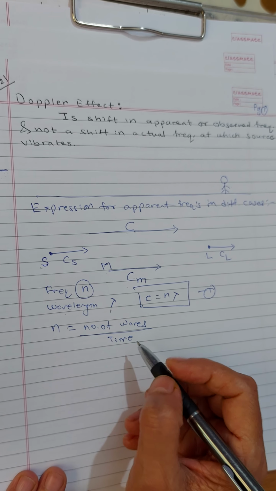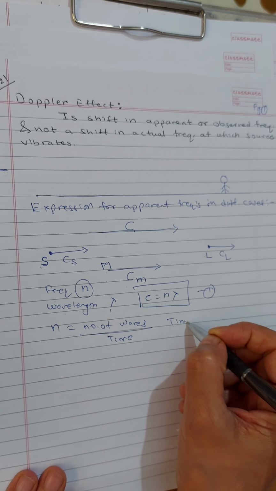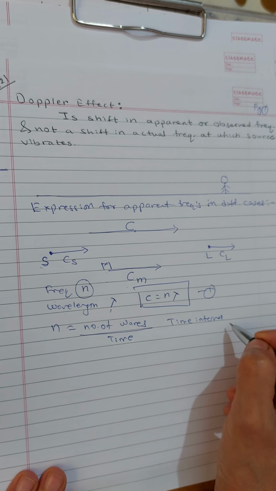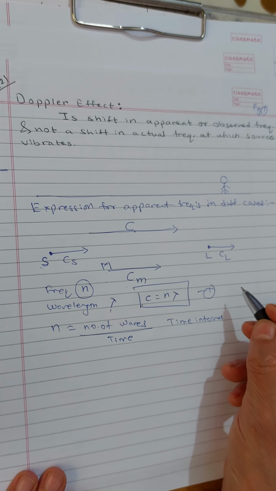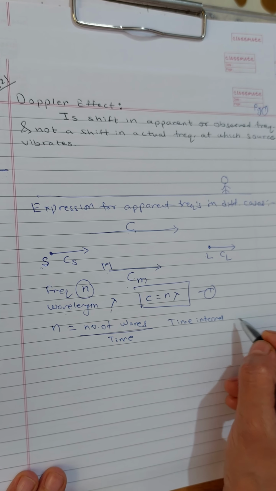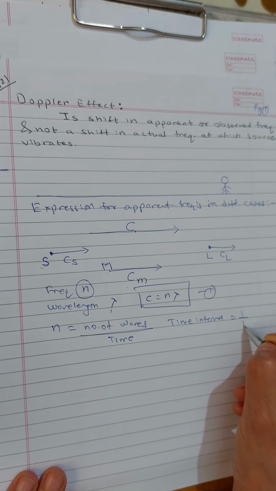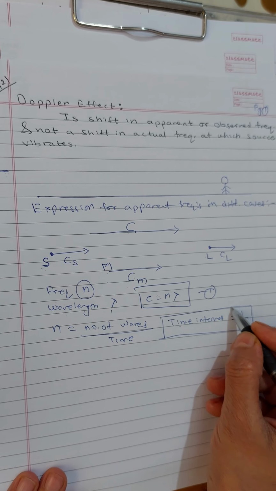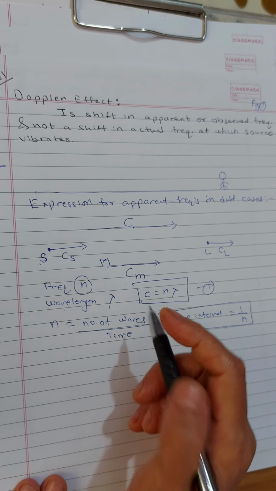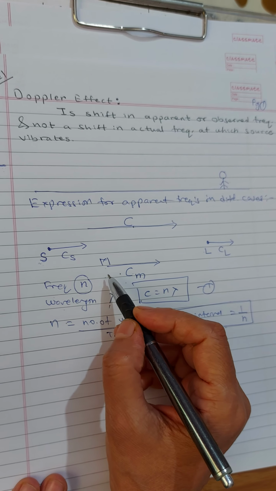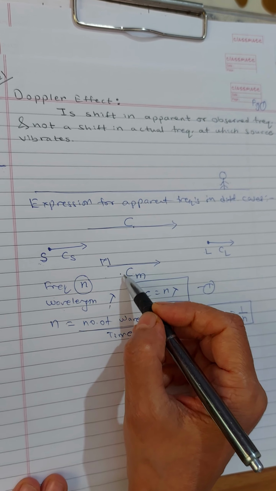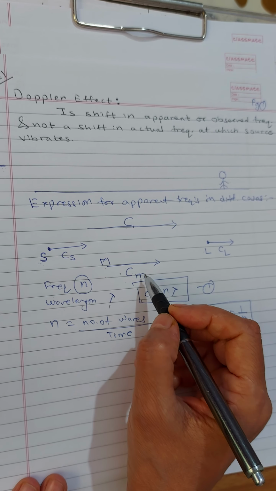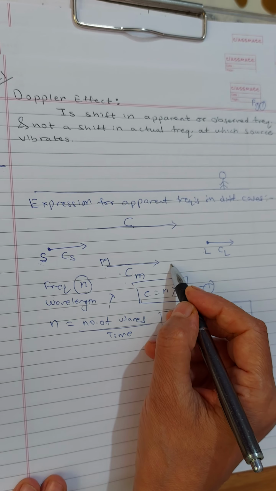So therefore, what can I say? That the time interval between the emission of two successive waves will obviously be 1 by n. Time interval between the two successive waves will be 1 by n. Now what we'll say, as the medium m is moving with the speed Cm along the direction of propagation of the sound.